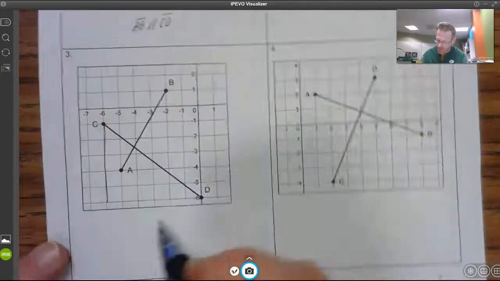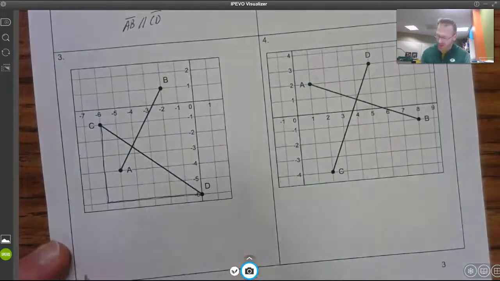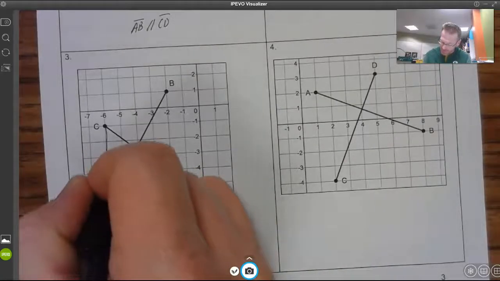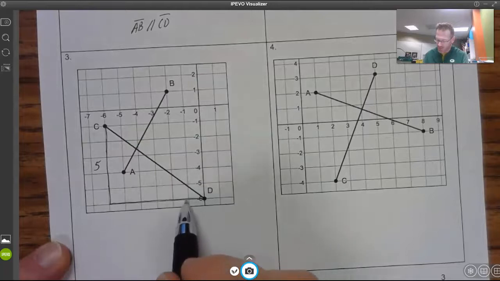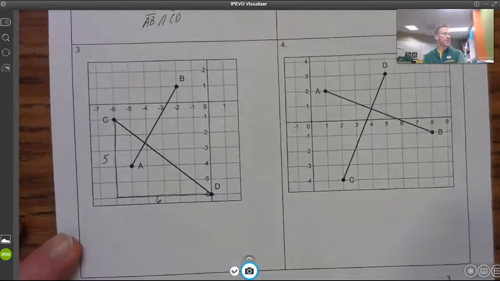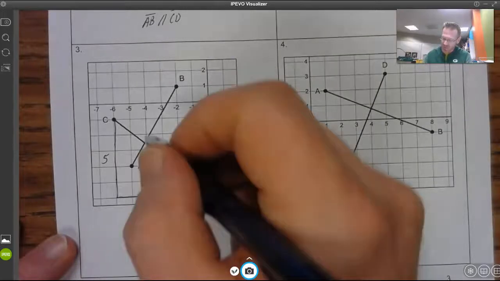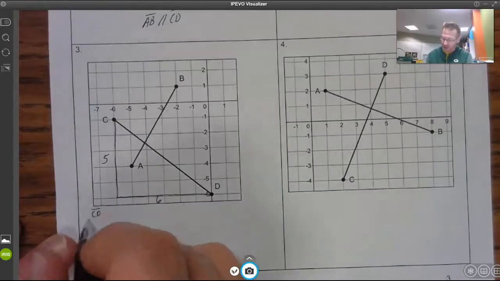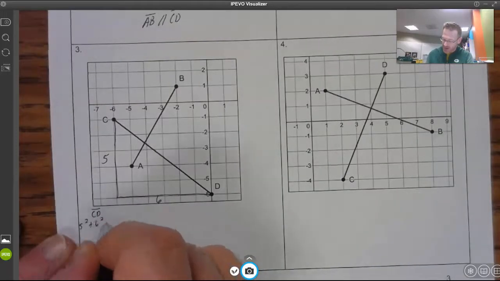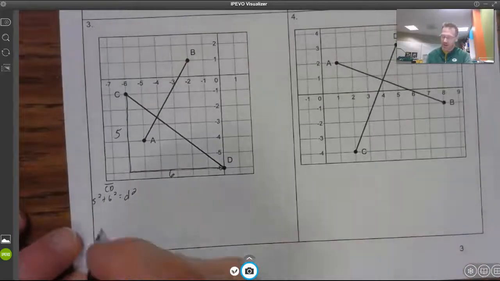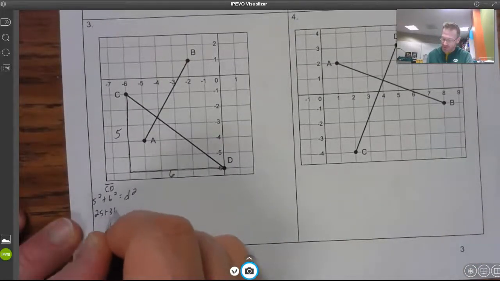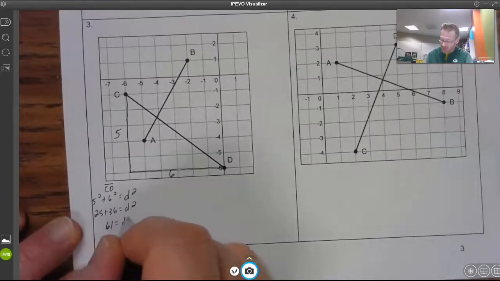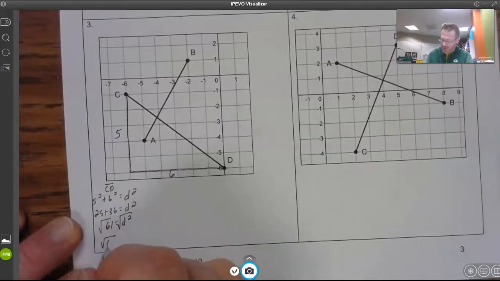I'm going to start with this one. Let's draw in this guy right here. So 1, 2, 3, 4, 5 here. 1, 2, 3, 4, 5, 6 there. So when I look at CD, I get that guy. I'm just going to label CD right here so I know which one I'm talking about. So it's 5 squared plus 6 squared equals D squared. That would be 25 plus 36 is equal to D squared, and that would be 61 is equal to D squared. I'm going to take the square root of both sides. This is the square root of 61.